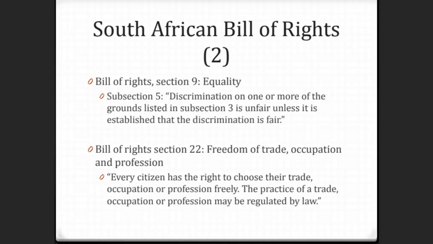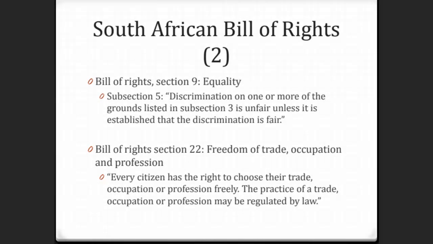So discrimination on one or more of the grounds listed in subsection 3 is unfair unless it is established that the discrimination is fair. That is to say, discrimination is unfair, like we have discussed under the topic of affirmative action, unless it is established by law that it is fair. So there is some fair discrimination. For instance, discrimination to empower the previously disadvantaged may be regarded as fair. However, there are people who perceive it as reverse discrimination, like we have also seen in the previous PowerPoint presentation.